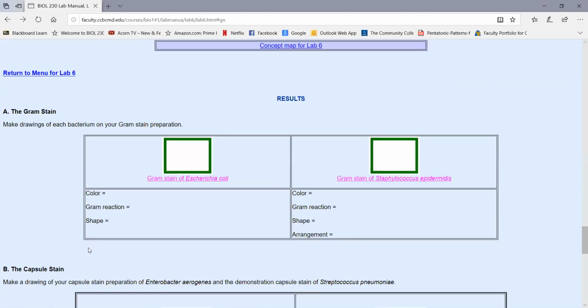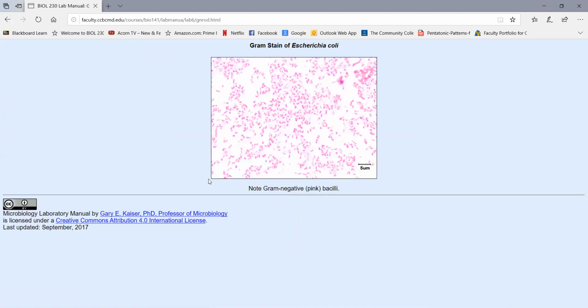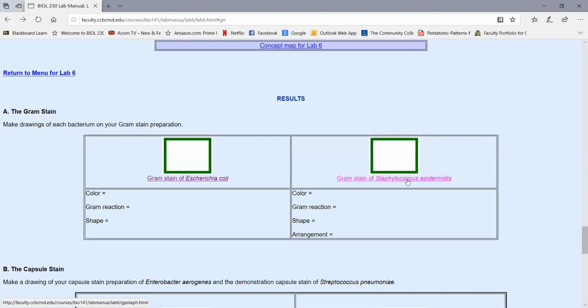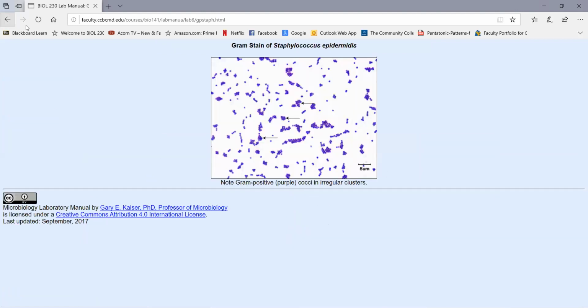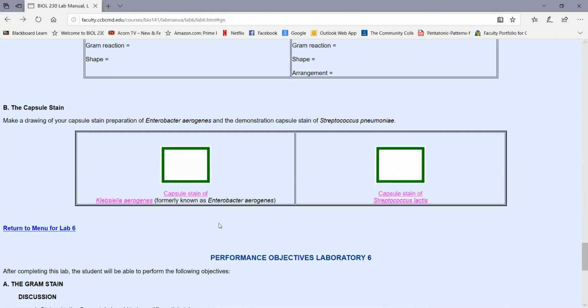Then you'll record your results here for the gram stain of E. coli, indicate the color it stains, whether it's gram positive or gram negative, and the shape. For the Staphylococcus epidermidis, again, indicate the color that it has stained, whether it's gram positive or gram negative, the shape, and the arrangement. So again, remember, Escherichia coli is a gram negative bacillus, and Staphylococcus epidermidis is a gram positive coccus with a Staphylococcus arrangement.